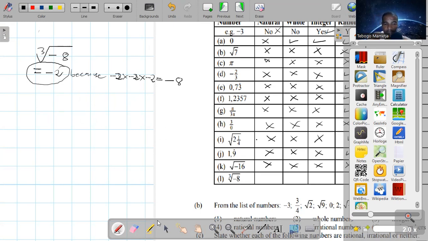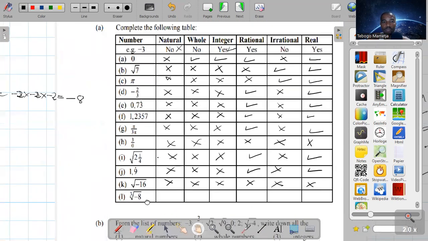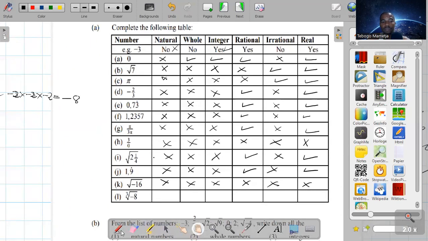So now let's go back and complete the table. Now, is the number natural? The number there is -2. No, natural numbers don't include negative numbers. Is that number a whole number? No. Negative numbers are not included in whole numbers. Is that an integer? Yes, it's an integer. Integers, remember, are counting numbers from negative infinity up to positive infinity. Rational? Yes, it's rational. Irrational? No. Real? Yes.